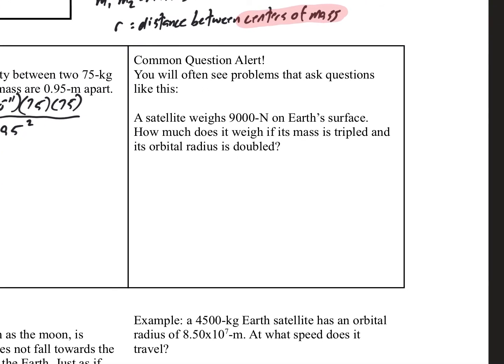A satellite weighs 9,000 newtons on the surface. How much does it weigh if its mass is tripled and its orbital radius doubled? And so what we're asking is something like this. So if it's sitting on the Earth's surface, that's just like r1.